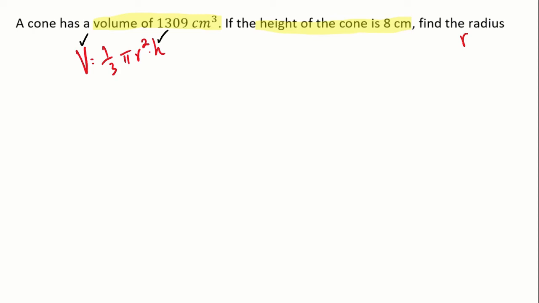And so what we're going to start with is, so here's my volume, here's the height. We're going to start by substituting in what we know. And so that's our step 1. So here my volume is 1309. The 1/3 is still there, the pi. The radius is what we don't know, so we're going to leave it as r squared. And the height we found to be 8.